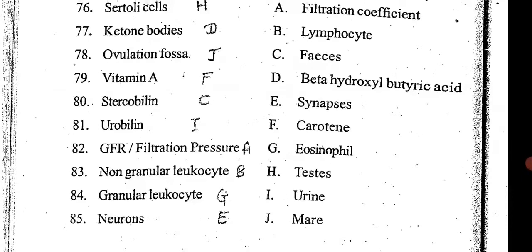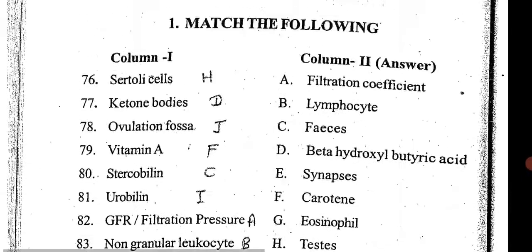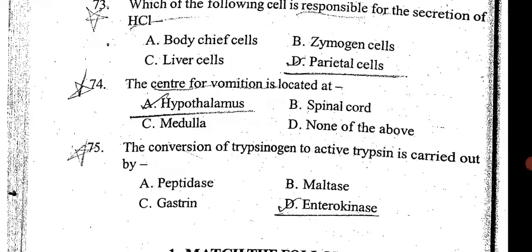Sertoli cells are in testes. Ketone bodies are beta hydroxybutyric acid. Ovulation fossa is in mare. Vitamin A is carotene. Stercobilin is in feces. Urobilin is in urine. Glomerular filtration rate or filtration pressure is filtration coefficient. Non-granular leukocytes are lymphocytes. Granular leukocytes are eosinophils. The neurons have synapses, and enterokinase converts trypsinogen to trypsin.